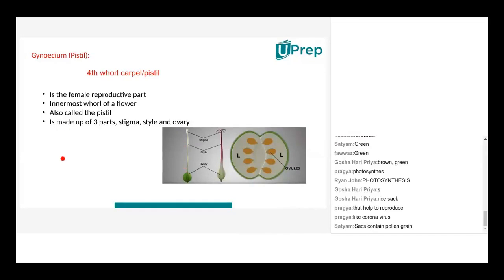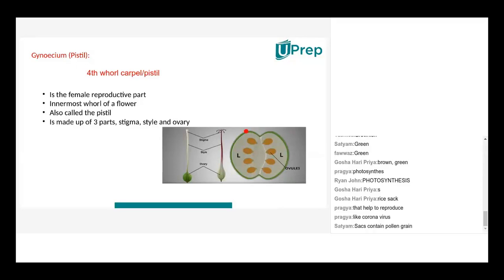Okay. So a pistil has got three parts, as we discussed. The topmost portion is called the stigma. I'll just enlarge it for you to see. This portion is called the stigma. This long portion is called the style. And this globular circular portion is called the ovary. See, they have enlarged. This is the ovary.